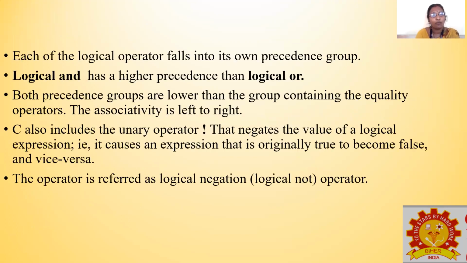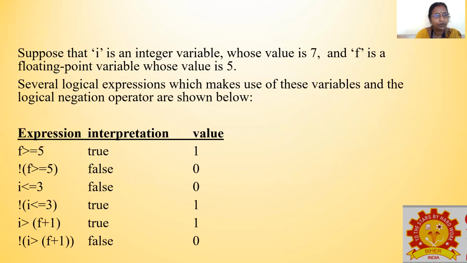Each of the logical operators falls into its own precedence group. Logical AND has a higher precedence than logical OR. Both precedence groups are lower than the group containing the equality operators. The associativity is from left to right. C includes a unary operator, negation, that negates the value of the logical expression. The operator is referred to as logical negation or the logical NOT operator.